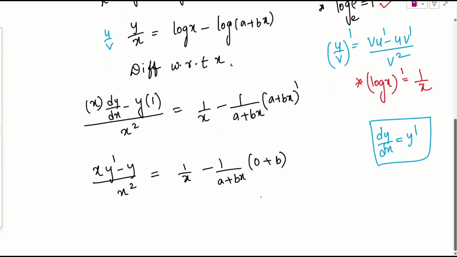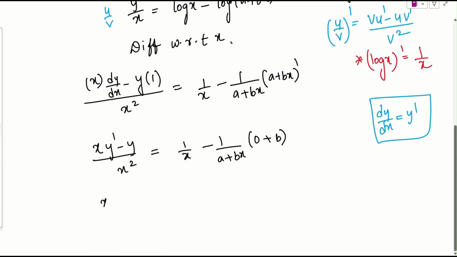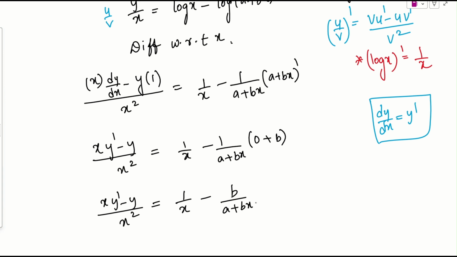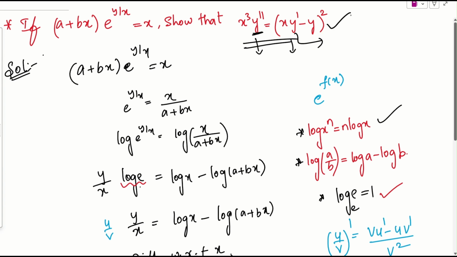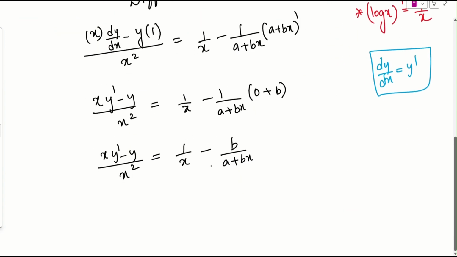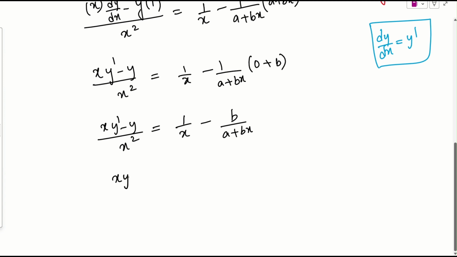So now try to look into the screen here. Let me do it. x y dash minus y by x square, agree? Which is equals to, I can write it as 1 by x minus b by a plus bx, agree? On the right side I'll take an LCM, because this is what we need to prove. We don't want any a or any b. So we have to get rid of a and b. What I will suggest, try to solve this further.